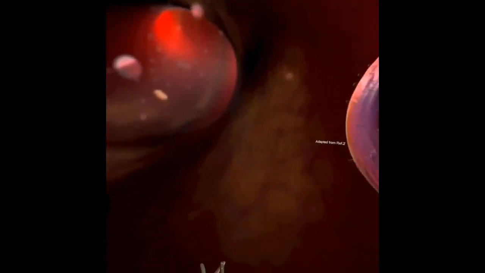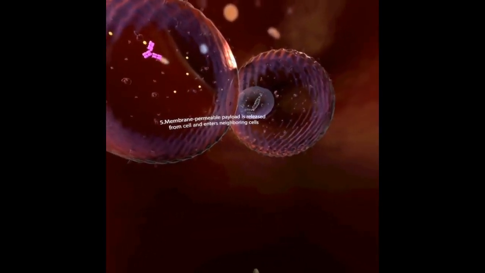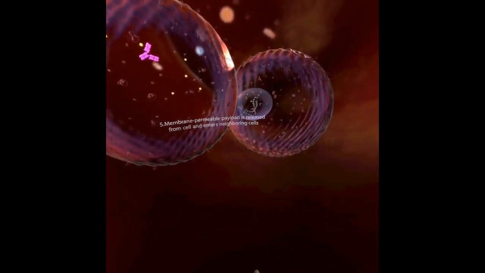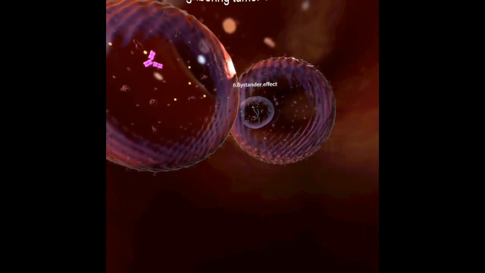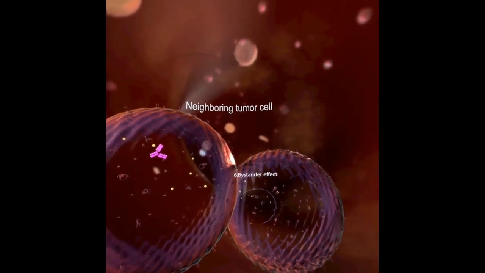Upon cell death, the membrane-permeable topoisomerase I inhibitor is released from the cell and can then enter neighboring cells regardless of whether they express HER2. This phenomenon is known as the bystander effect.